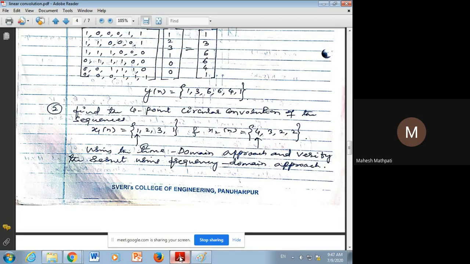Is this point clear? Yes, sir. Any difficulty here? Any questions or any confusion? No, sir. So first you write down the solution now. Solution: first calculate the circular convolution of the given sequences using the matrix method. Right? Solution.